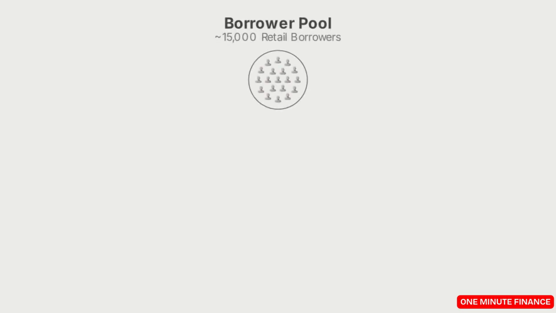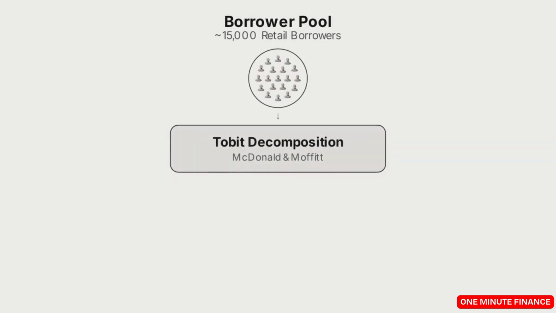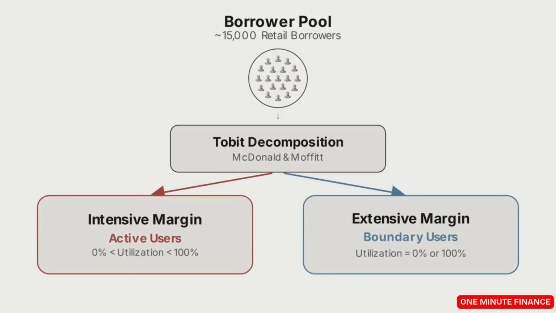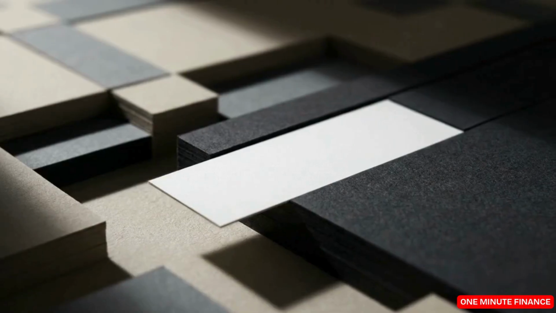To understand the behavioral mechanics driving this distress, the researchers applied the McDonald and Moffitt Tobit decomposition. This is a mathematical technique that separates a population's behavior into two distinct groups based on their starting state: the intensive margin and the extensive margin.